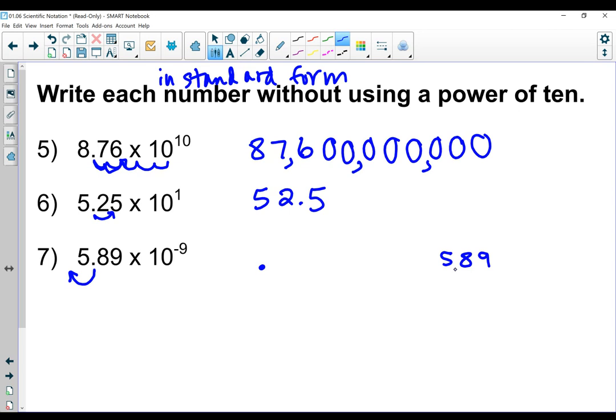So I'm moving it 1 place here, and I want to move it 9 total. So I'm going to have to add in 1, 2, 3, 4, 5, 6, 7, 8 zeros. Normally, I would not make all those little marks. I would just count them. But that was just to give you an idea of what we're looking at. And then I usually write a 0 in front too, just because I think it looks nicer.